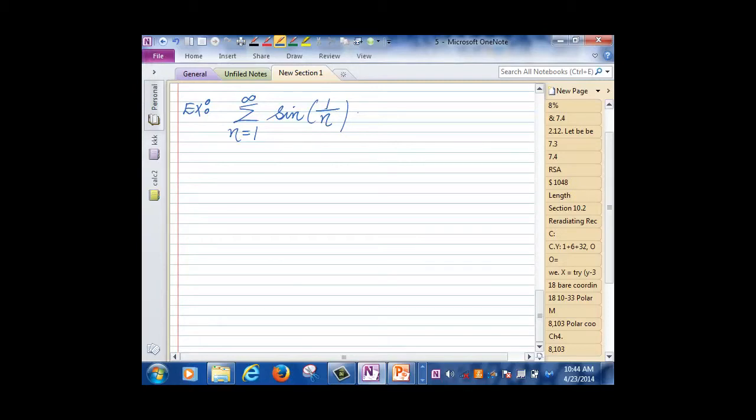This one is a little bit trickier. What would you guess in this case? You would guess divergent? You would guess convergent? Now, was it here or the other class?